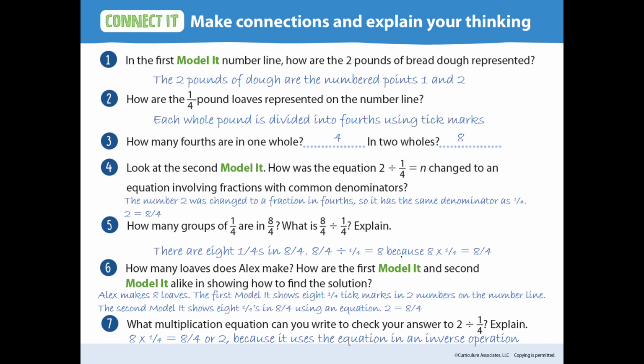On number 1, in the first modelet, the number line, how are the 2 pounds of bread dough represented? The 2 pounds of dough are the numbered points 1 and 2. Number 2, how are the 1/4 pound loaves represented on the number line? Each whole pound is divided into fourths using tick marks.